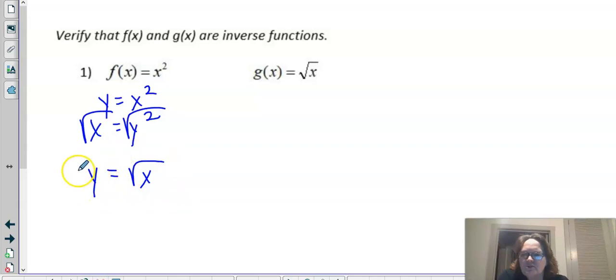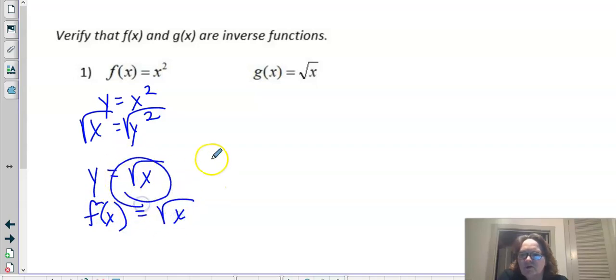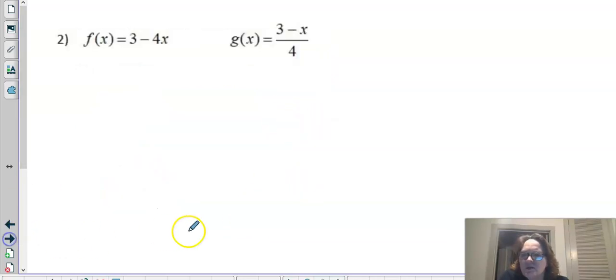Well, y equals square root of x, or f of x equals square root of x, it doesn't matter. You're just looking at this part. Does that part match that part? And if it does, your answer is yes, these are inverse functions. All right, let's look at another one.